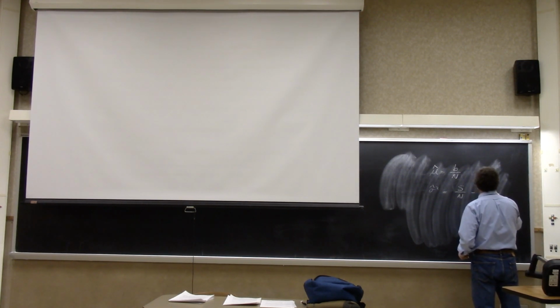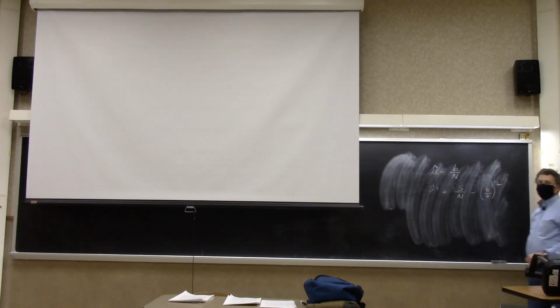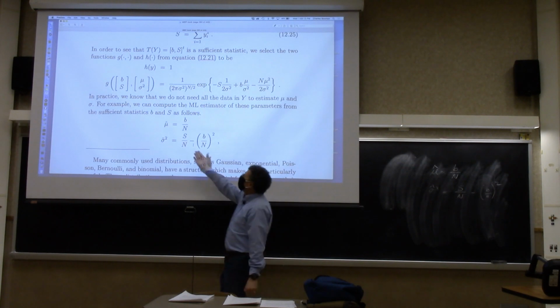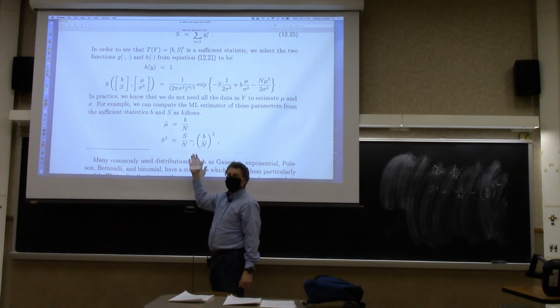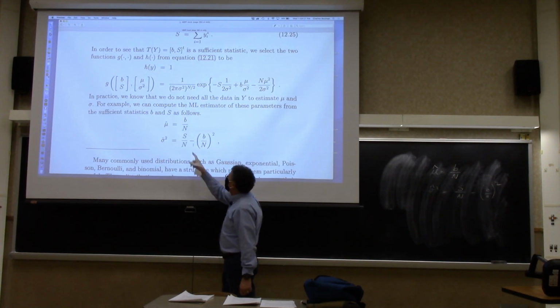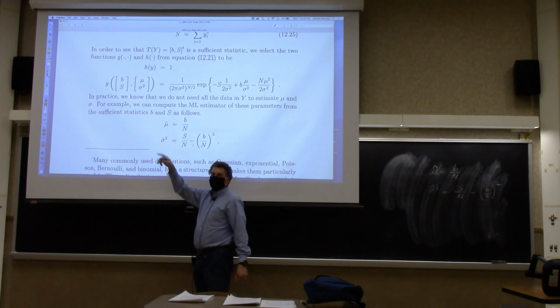B over N squared. That is why it looks unfamiliar, because I wrote it that way in the notes. Okay? Is everybody clear on that? So you can write, this is the function of the statistics that produces the maximum likelihood estimates of the sufficient statistics. The sufficient statistics here are S and B.